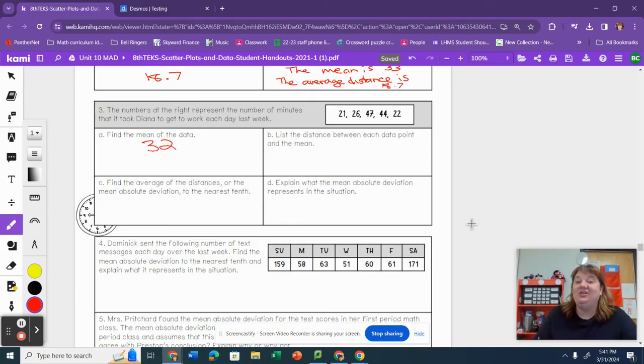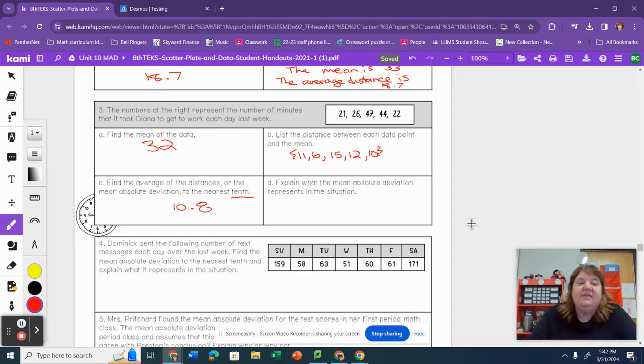Okay. Now, can you do the distance between each data point? So you're going to make a new set of data. You make your new set, and let's see if you get it right. Okay. Hopefully you got 11, 6, 15, 12, and 10. Okay. So what is the mean of that to the nearest 10th? Okay, I'm hoping you got 10.8. And then explain what the mean means.